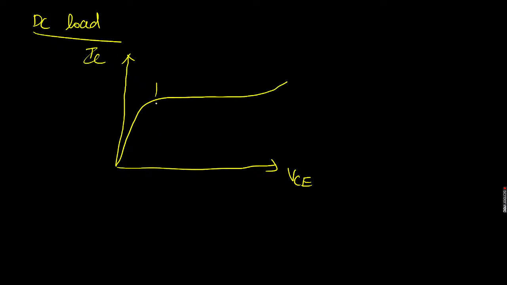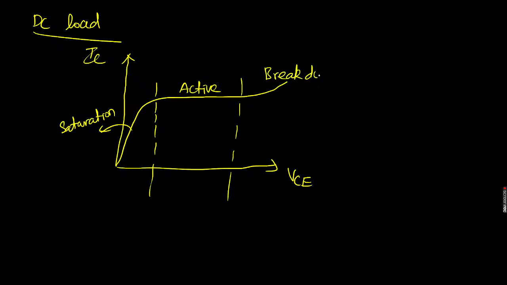Just now I drew the same curve, no? Yes. Here this region is called the saturation region, and this region is called the active region. This region is called the breakdown region. That's all, right? This region is called the active region. Now there will be a DC load line between these two.